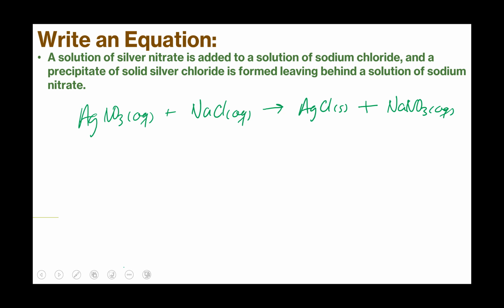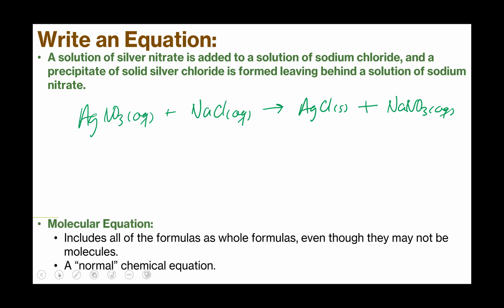What we've written here is known as the molecular equation. We make sure it's balanced, and it is balanced, but what this shows us is what the formulas are of everything that's doing the reaction. It's called a molecular equation, but all that means is we're using complete formulas, and it's what we think of when we think of our normal looking chemical equation. Our goal is to turn this into a net ionic equation, and I'm going to show us how to do that.